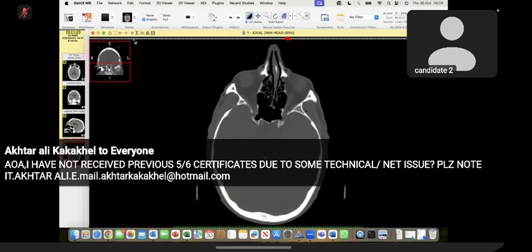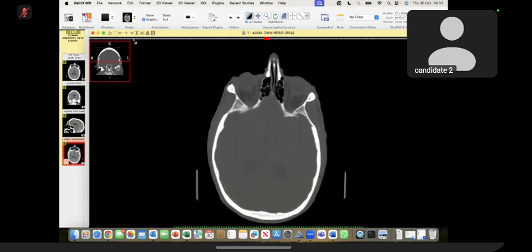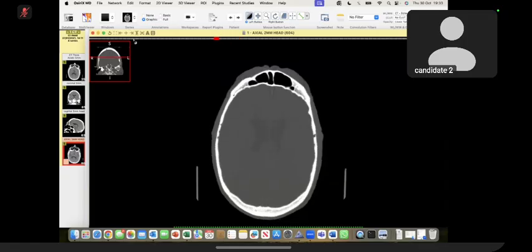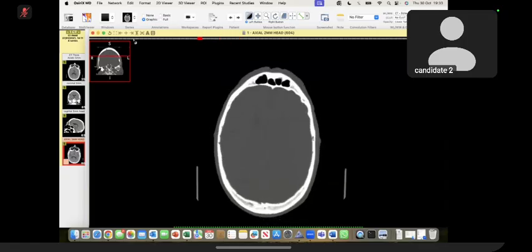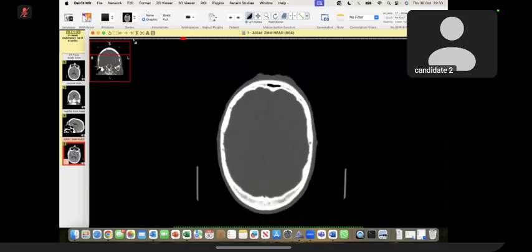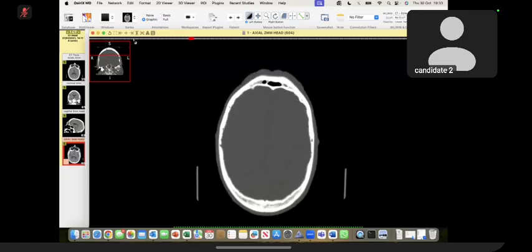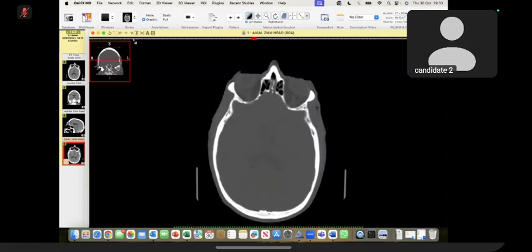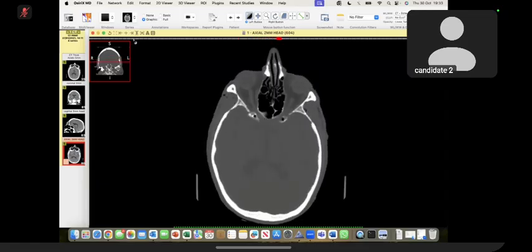So I'm looking at the sinuses. I cannot appreciate any major signs of sinusitis. The frontal sinus, ethmoid sinus, and maxillary sinus appear unremarkable. I'm going to the area of the middle ear cavity and mastoid cells.